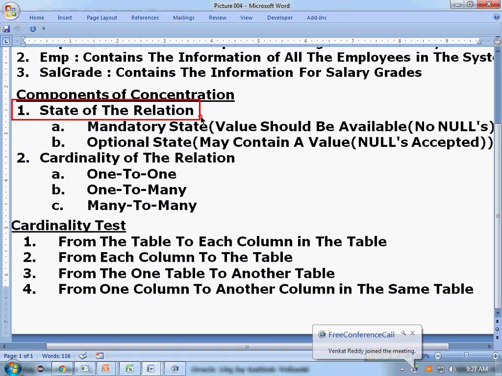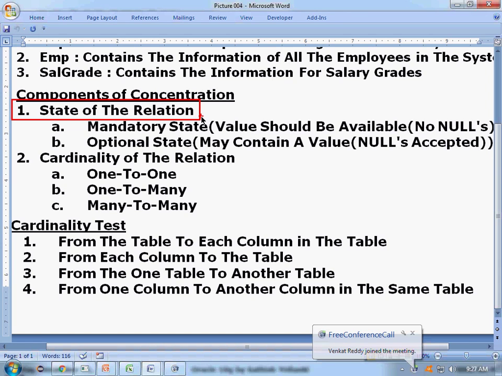The second thing is the cardinality of the relation. If I don't know the cardinality of the relation, what happens? You'll never know the reason why you're writing the query. Majority of the times you find students saying, sir, I'm understanding the select statement, but I'm not understanding the reason why I need the select statement. That reason why you are writing the select statement can be clear to you only when your state of the relation and the cardinality of the relation are very clear.